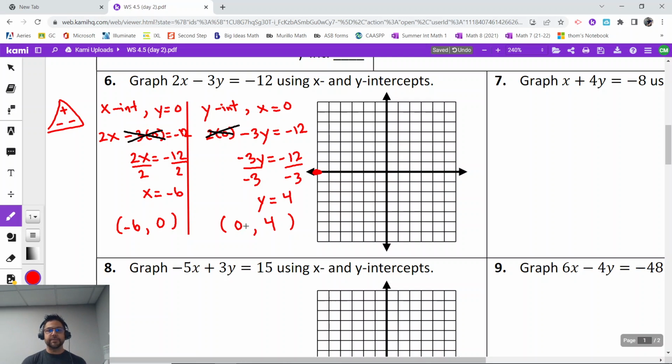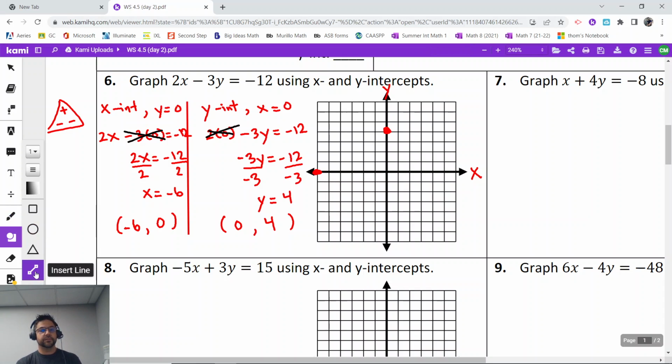All right, the y-intercept is 0, 4. Starting at the origin, the x is 0, which means no left or right. +4 means up 4. 1, 2, 3, 4. Now remember, the x-intercept has to be on the x-axis. The y-intercept has to be on the y-axis. I have some students every year who tend to put the number on the wrong axis, so please be very, very careful.